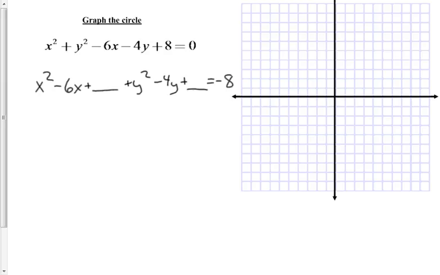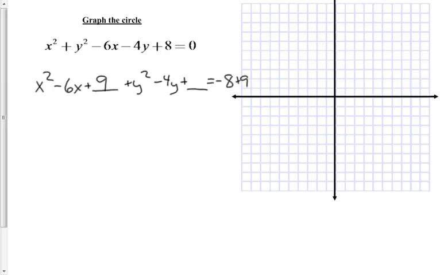So then we look at this and say, okay, what am I going to do to complete the square? Take my negative 6, cut it in half, you get negative 3, square it, you get a 9. I've added 9 to the problem to complete the square. If I add 9 to the left, I've got to add 9 to the right. So put the 9 over on that side also.